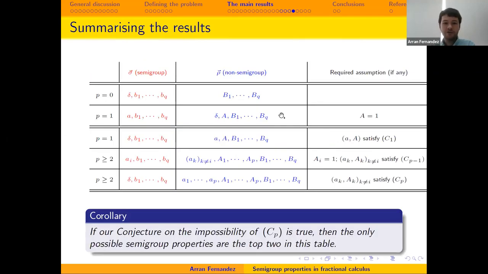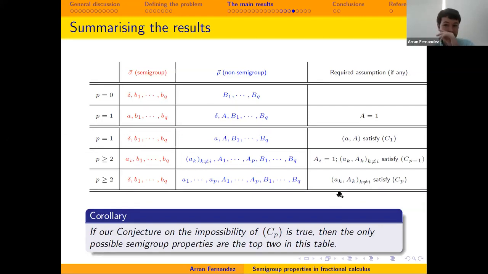Here is a table of the possibilities. We have red parameters on the left, blue parameters in the middle, and required assumption, if any, on the right. So this table is split into 2 parts. The first 2 rows, they are definitely possible semigroup properties. The lower rows, they require a CP assumption. So if our conjecture is true, then the only possibilities are the first 2 rows.